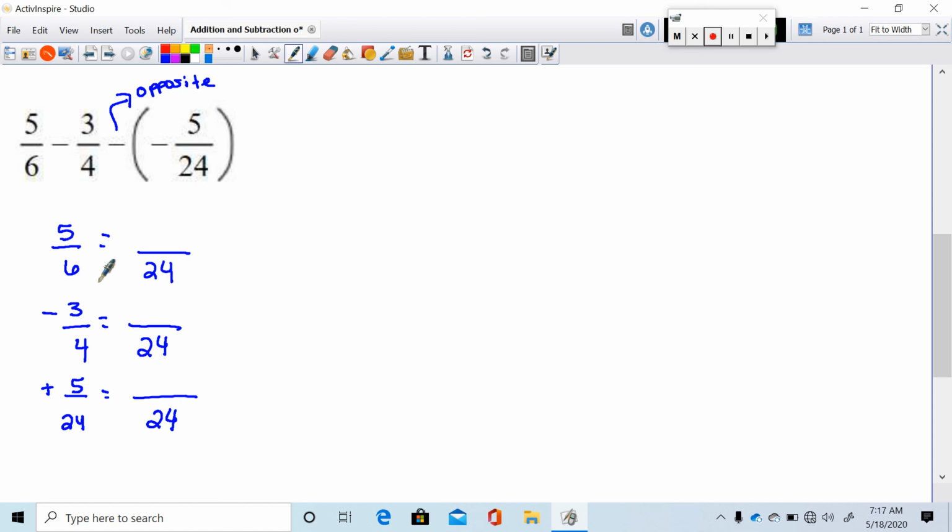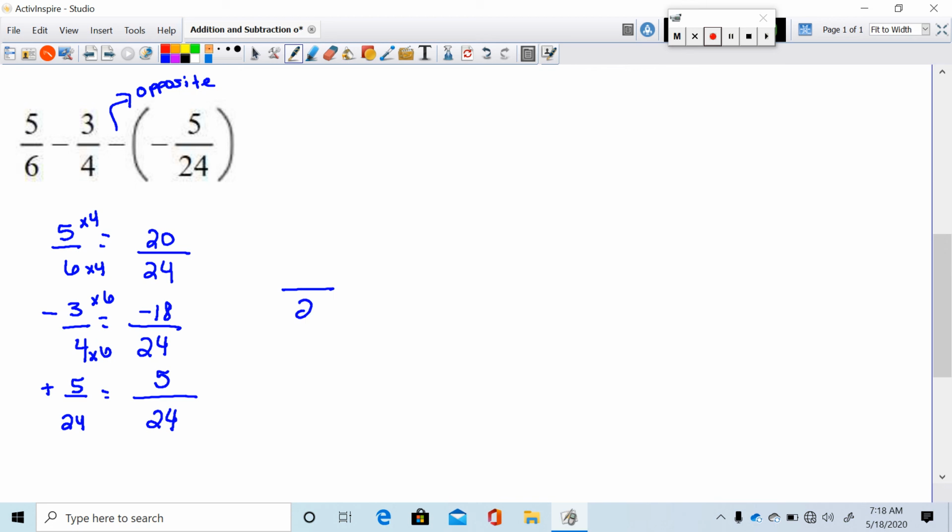Okay, 24 divided by 6 is 4. So multiply the top by 4. 5 times 4 is 20. 24 divided by 4 is 6. So multiply the top by 6. Negative 3 times 6 is negative 18. Because there's only one negative there, so there's nothing with it to cancel it out. It takes 2 negatives to cancel out when you're multiplying. This denominator is already 24, so you leave the numerator alone.